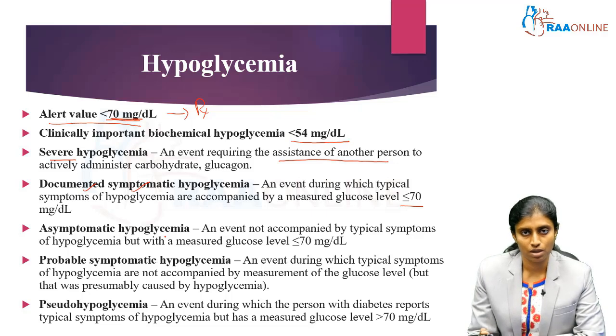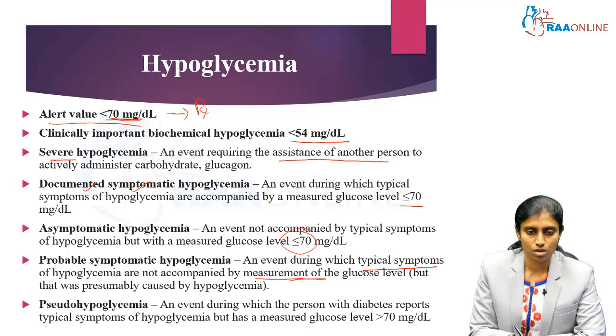Asymptomatic hypoglycemia: the patient comes to you conscious and oriented, you check the sugars randomly, and he has a glucose level of less than 70 mg per deciliter. Probable symptomatic hypoglycemia: the patient complains of symptoms suggestive of hypoglycemia, but at that point in time they did not have a method to test the blood glucose. They consumed some food, and only after that were they able to get a blood glucose test. So typical symptoms are present, but we don't have a measurement of the blood glucose at that time. We call it probable symptomatic hypoglycemia.